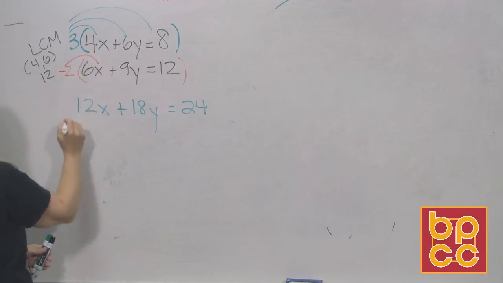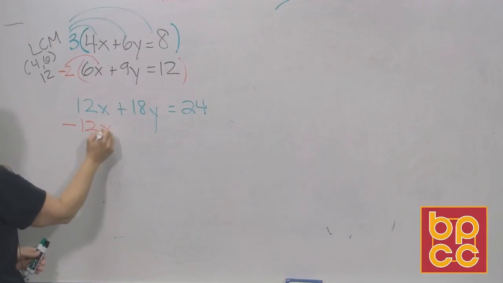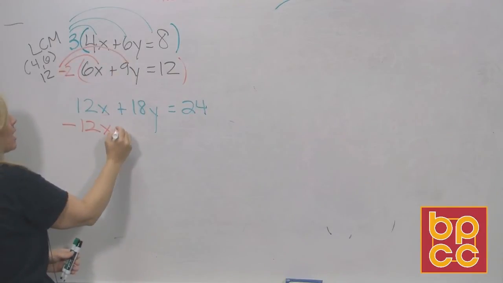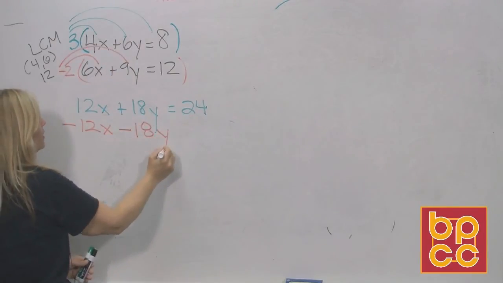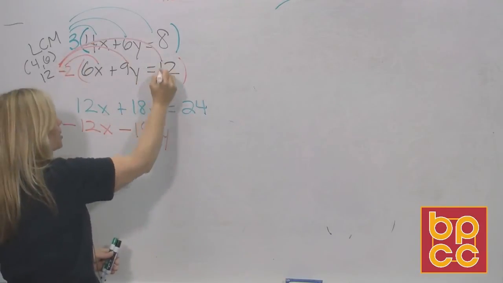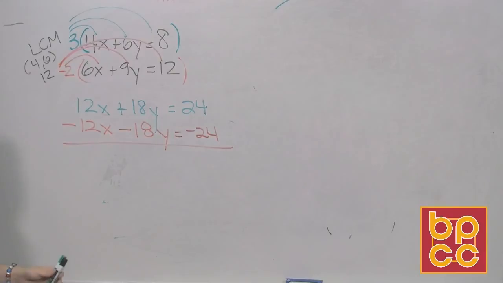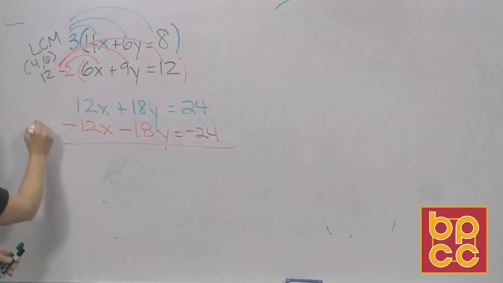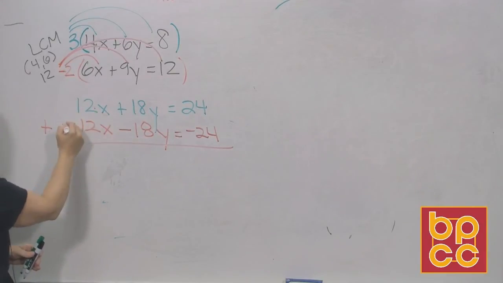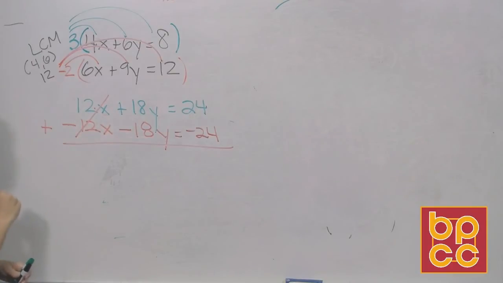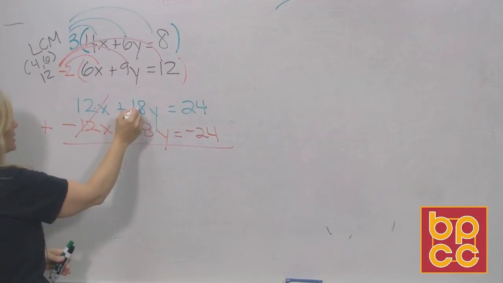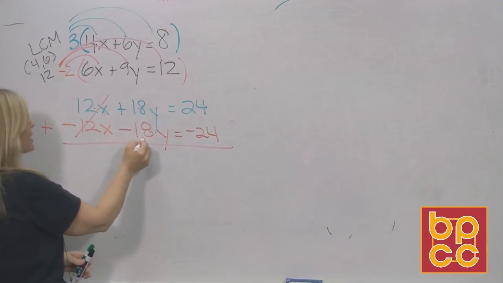So negative 2 times 6x is negative 12x. Negative 2 times 9y is negative 18y. Negative 2 times 12 is negative 24. Now your x's are opposites, so we're ready to add. 12x minus 12x makes nothing. Uh-oh. 18y plus a negative 18y makes nothing.